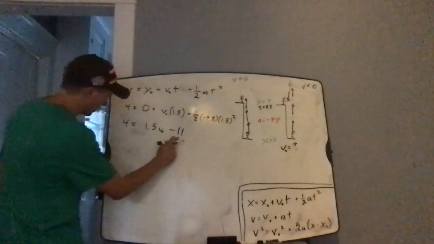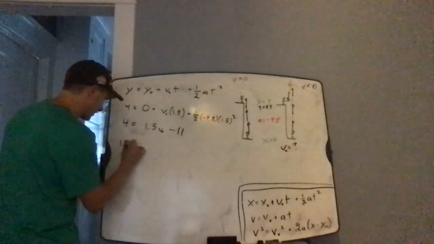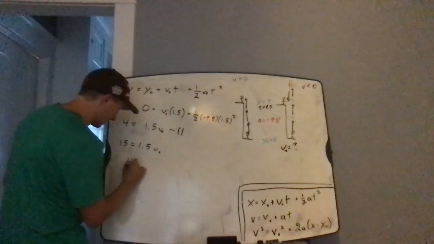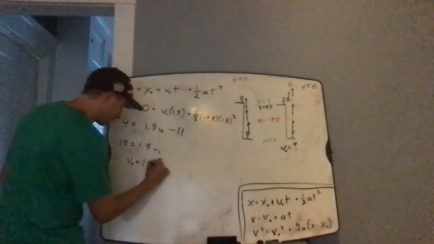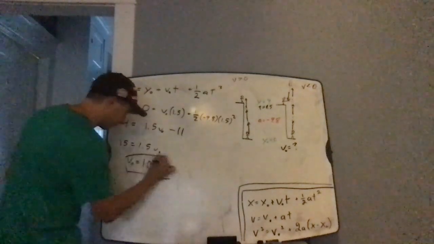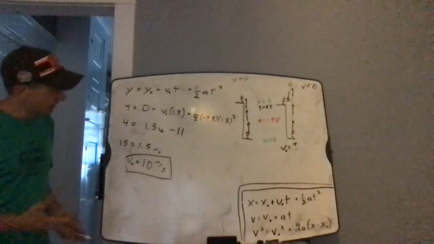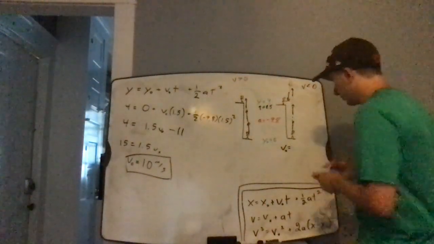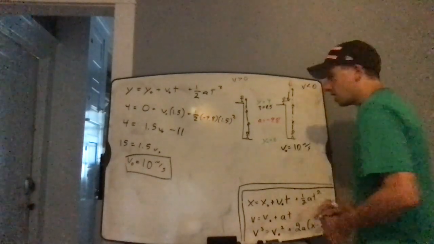So 11 plus 4, that's 15. So I get 15 equals 1.5 v naught. And so my initial velocity of the keys is 10 meters per second. Okay, we know the initial velocity of the keys. We have one more piece of information that we know. So I could say 10 meters per second.